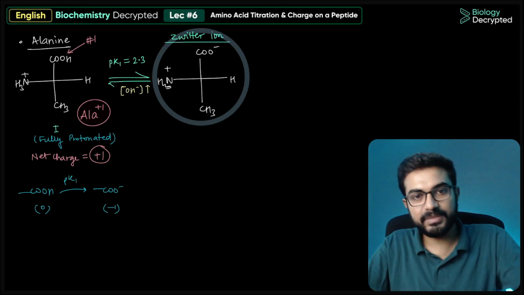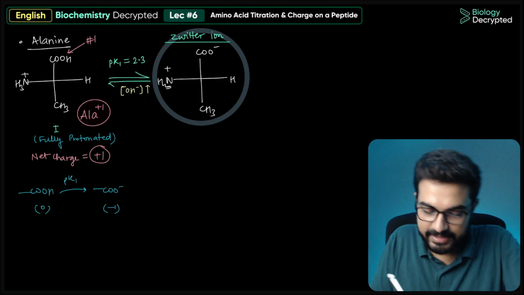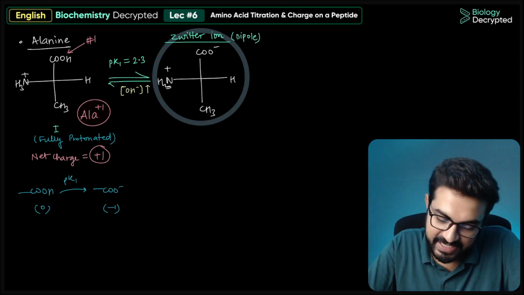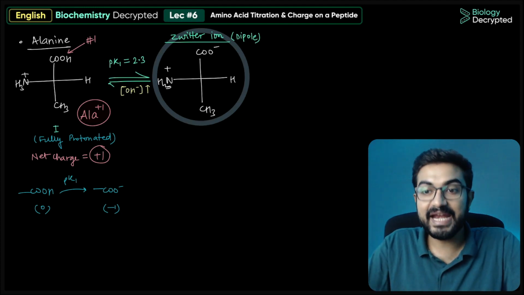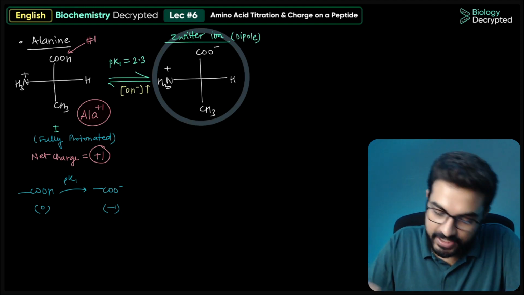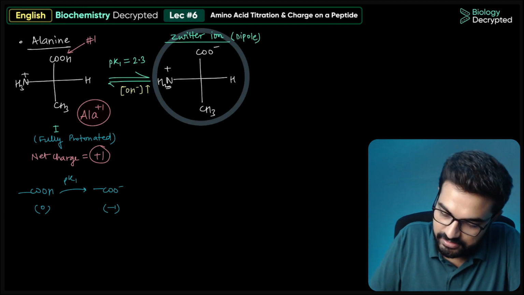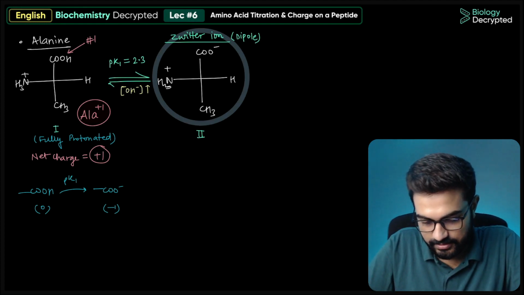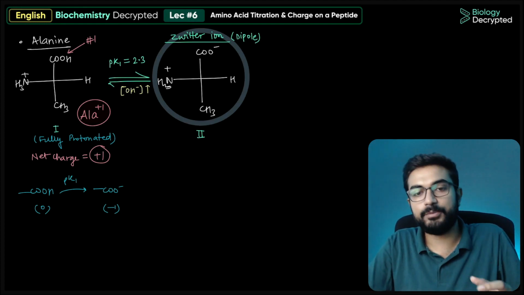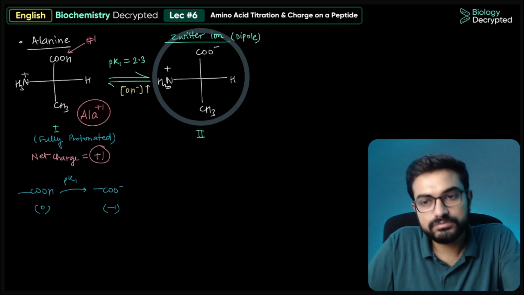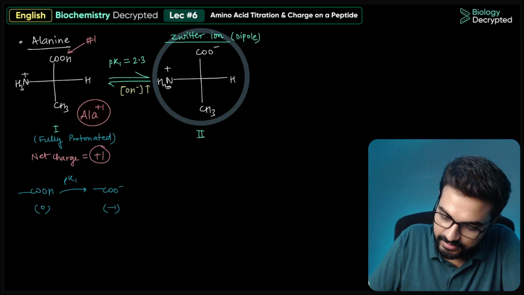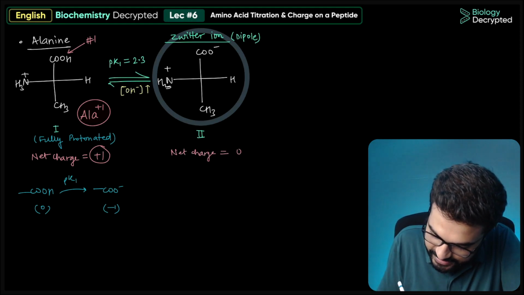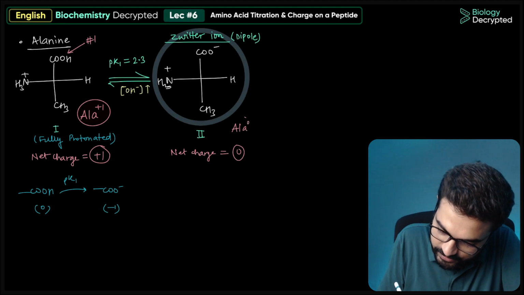Well, Zwitter means having both charges. Actually, this is a Zwitter ion which behaves as a dipole because it has a positive charge as well as a negative charge, and because of this there is a net charge of 0. So this is species number 2. This is, we can say, half protonated and half deprotonated. In this case the net charge is 0, so we can write here alanine 0.